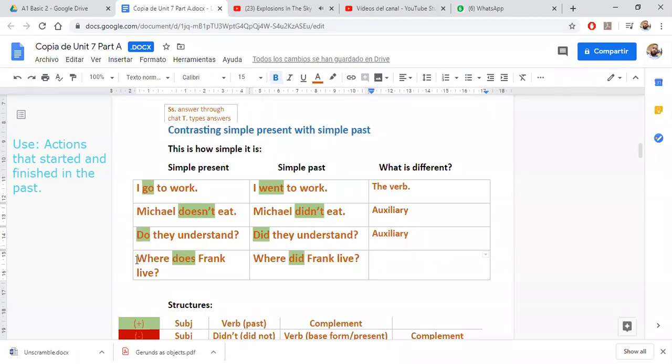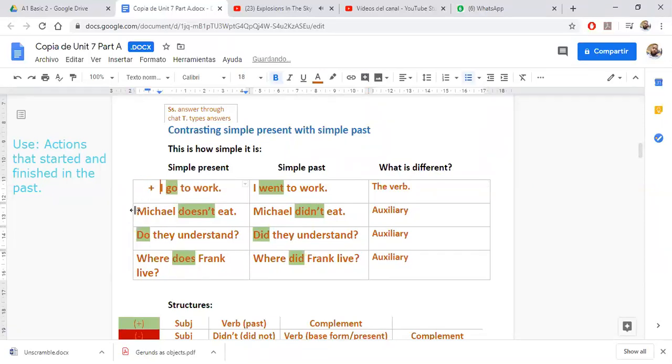And WH question, where does Frank live? Where did Frank live? What is the difference? Again, the same auxiliary. So you see, all you have to change in negative and questions is the auxiliary. We don't change any other thing in negative and in questions. Only and only in the affirmative, we change the verb. Okay? Only in the affirmative, we change the verb.